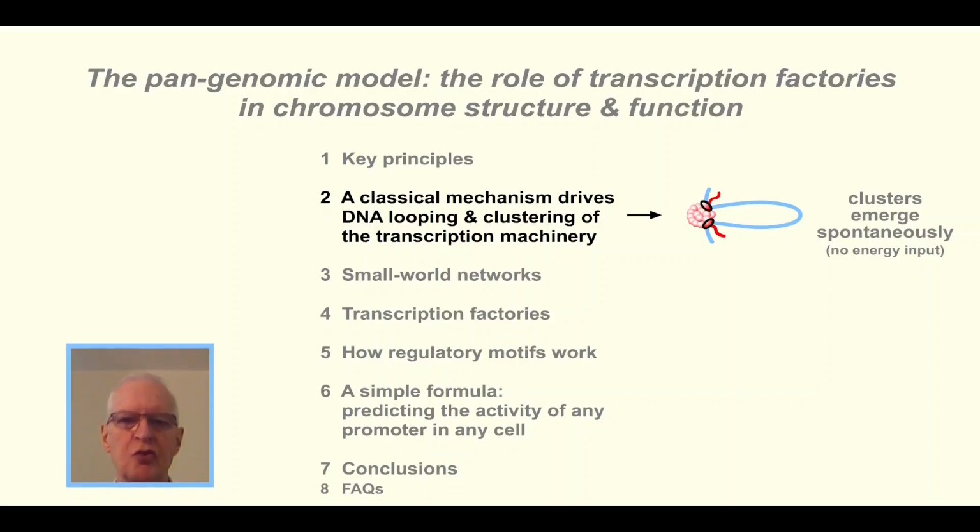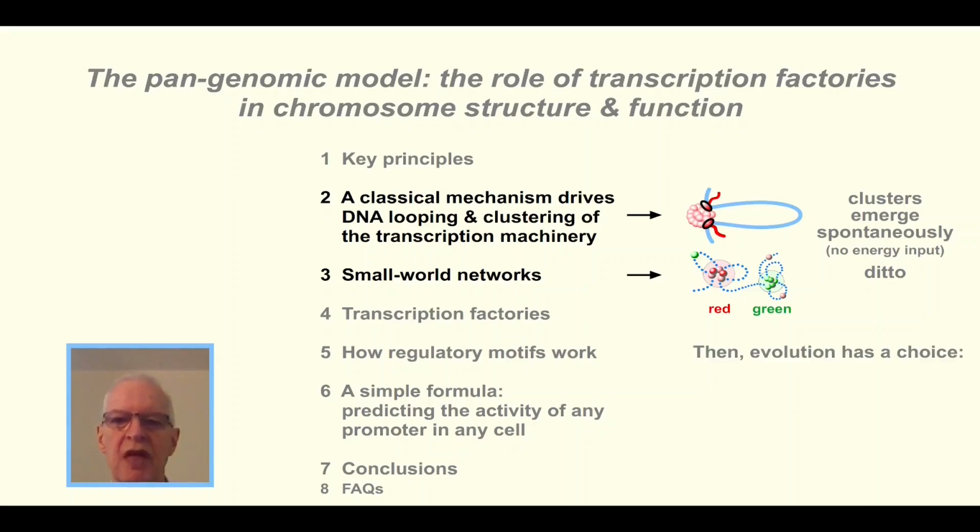In part 2, I described a classical mechanism that drives DNA looping and clustering of the transcription machinery. And these clusters emerge spontaneously. In part 3, I showed that red and green clusters also emerged. So then, evolution has a choice. It can either spend energy to stop this clustering, or it can use these gifts, and I suggest it goes with the flow.